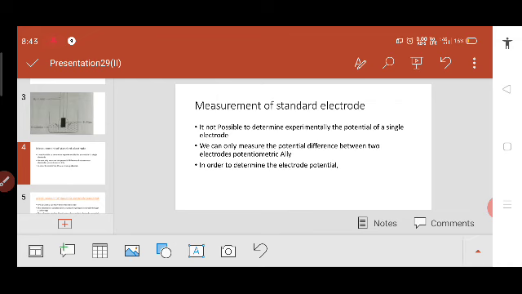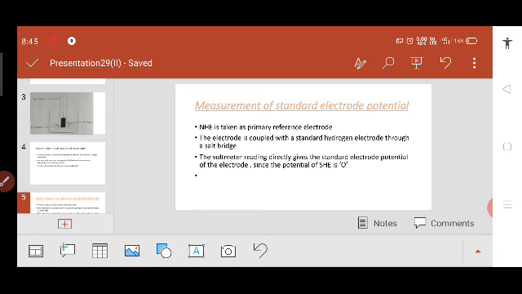It is not possible to determine experimentally the potential of a single electrode. Actually, the electrode potential of a single electrode cannot be determined. We can only measure the potential difference between two electrodes potentiometrically in order to determine the electrode potential. So the normal hydrogen electrode is taken as the primary reference electrode.